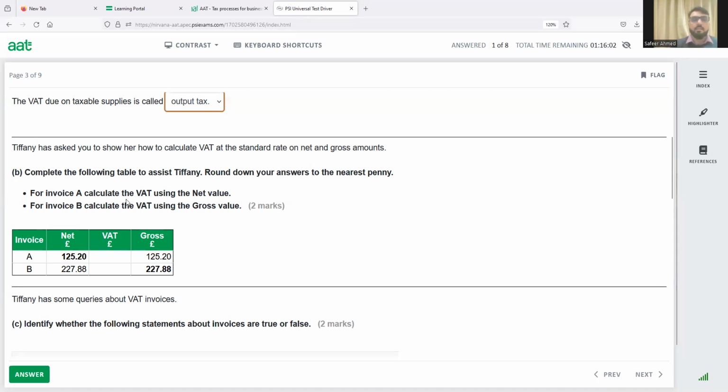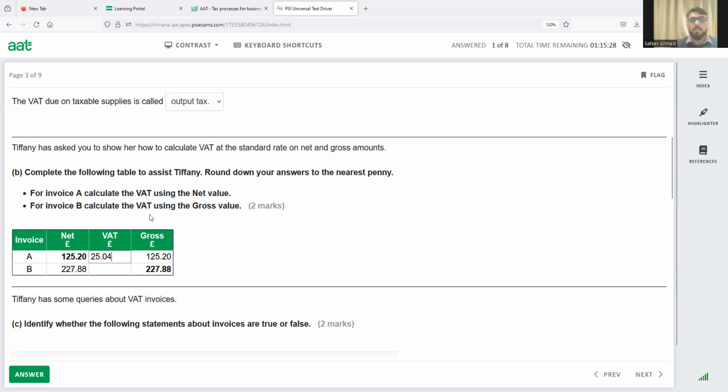For invoice A, calculate the VAT using the net value. So VAT using the net value, remember that you calculate it by multiplying by 20%. Net value is also known as VAT exclusive amount. They might use that word as well. So the first one is 25.04. And how did I calculate it? The net amount, 125.20, times 20%.